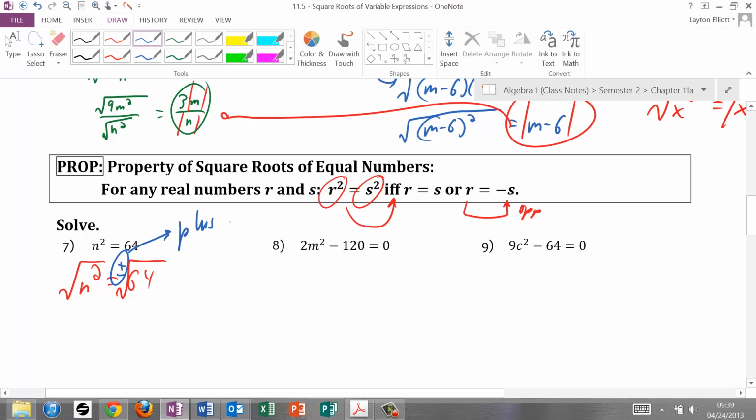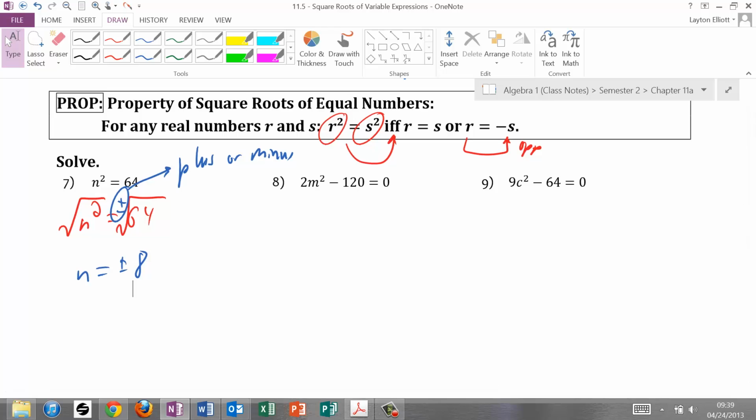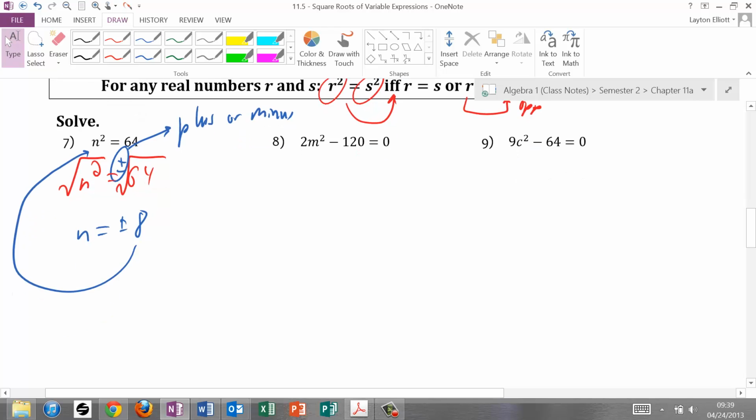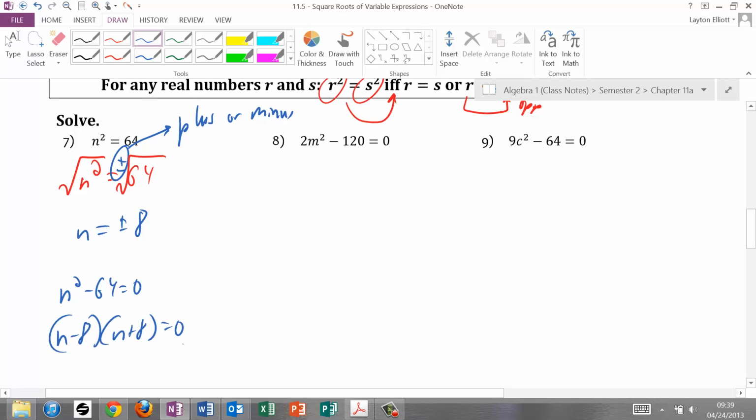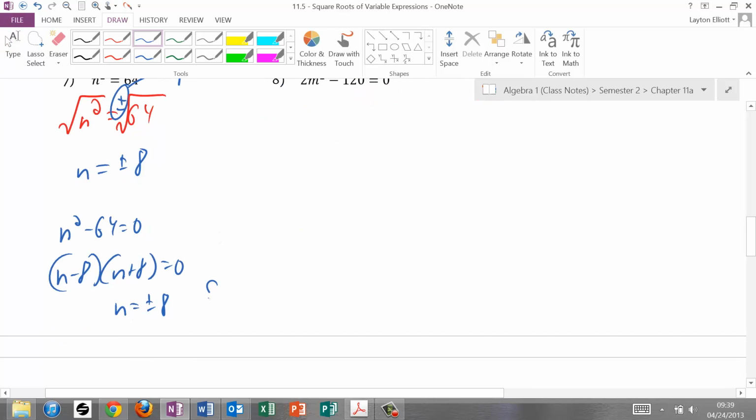And that should make sense, and I'll show you why for 2 reasons. We end up with n is equal to plus or minus 8. Here's why that makes sense. If I were to take that and plug it back in, I do get 8 or negative 8 as a solution. Or if I took the original problem and set it equal to 0, I could factor it into n minus 8 and n plus 8, and that would tell me that n is equal to plus or minus 8. So however you get it, you have plus or minus 8 as a solution.